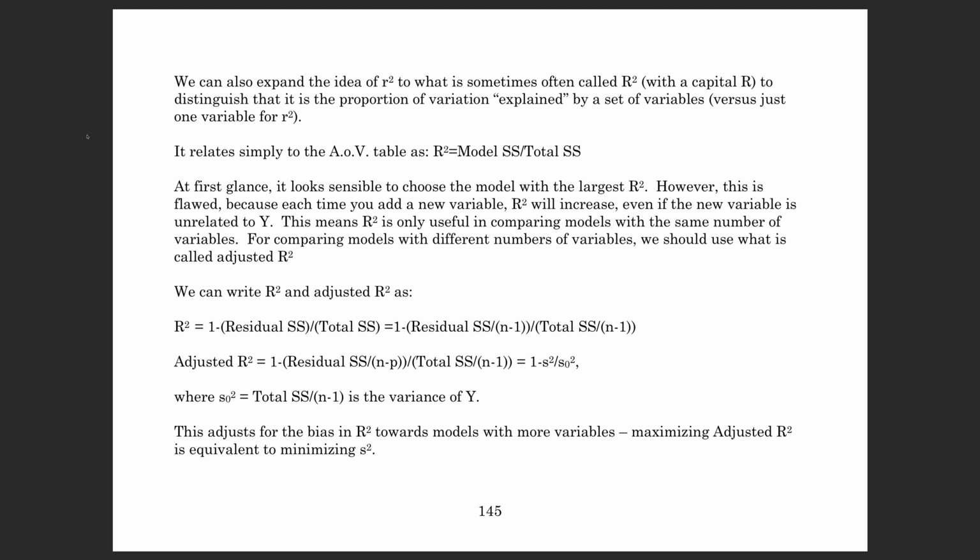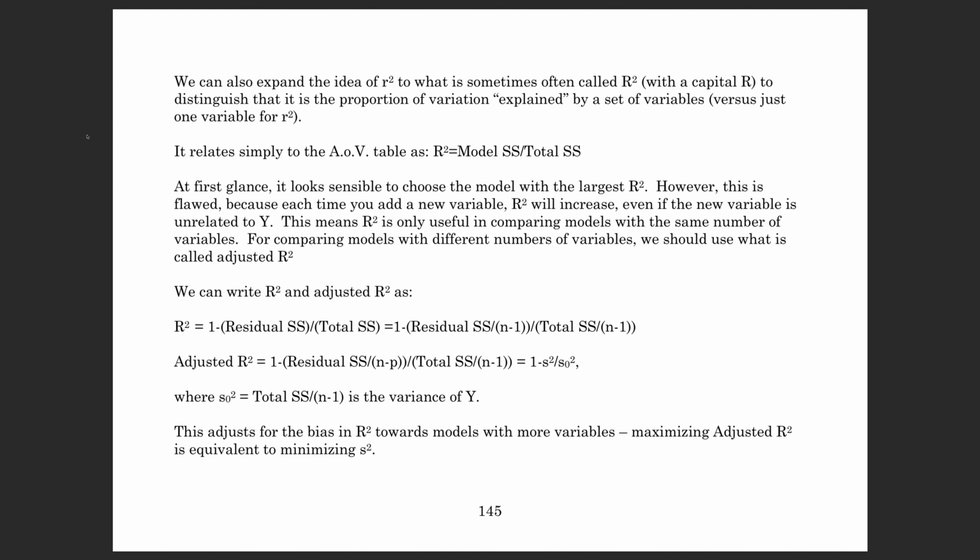We can also expand the idea of r squared to what we often call capital R squared to distinguish it. It's the proportion of variation explained by our set of variables. If we go back to the analysis of variance table, R squared is just the model sum of squares divided by the total sum of squares. So obviously, if we have a good model, we would expect R squared to be large, hopefully close to 1, because that would mean nearly all of the total sum of squares is explained in the model sum of squares.